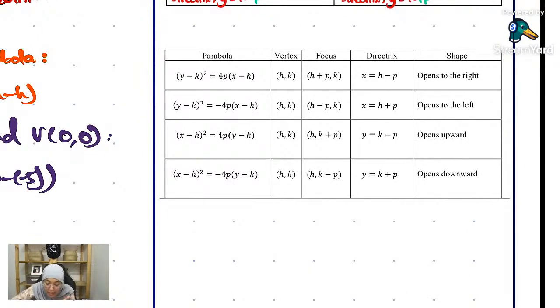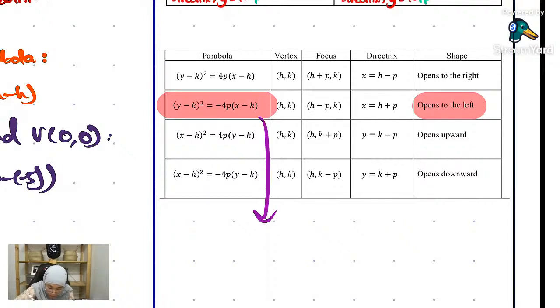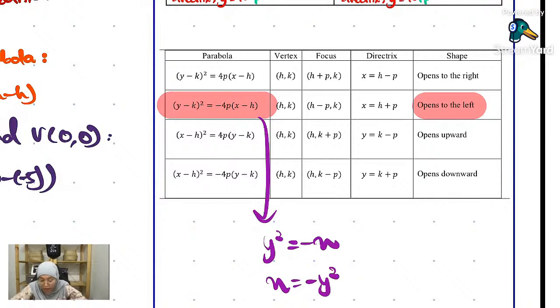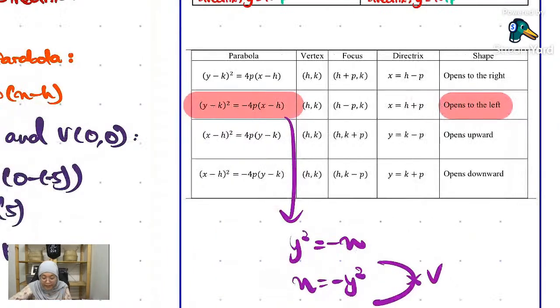Macam mana nak baca open to the left. So open to the left is this formula. So this formula kalau you keluarkan elok-elok, you akan perasan this is actually y squared equals to negative x. Am I right? So if you rearrange it, you will see that it is actually x equals to negative y squared. So negative y squared, I know that it is inverted C. Inilah cara saya hafal.